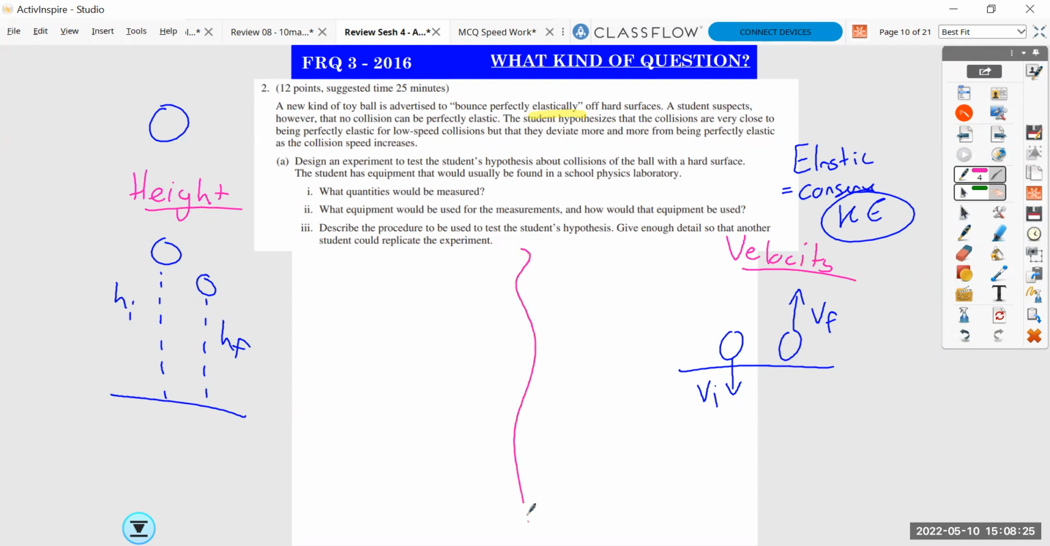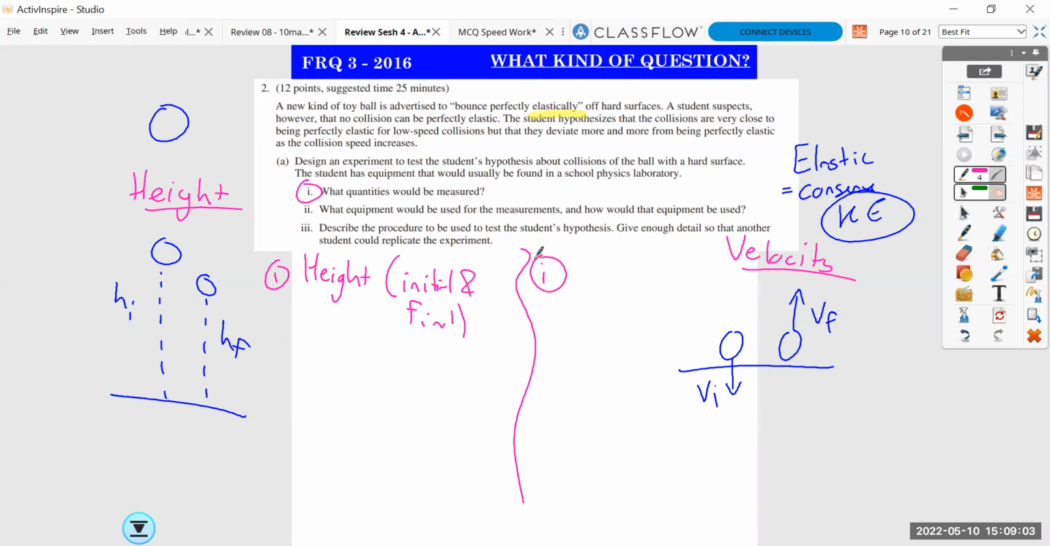So for an experiment, we want to know what we're going to measure. I want you to be careful and very specific about what you're measuring. So if you're doing the height method, don't just say height. Because you're not just measuring height, you're measuring two heights. You're measuring initial height and final height. You don't actually need a timer for number one. Technically, that's the only thing you need to measure. You just need to measure two heights.